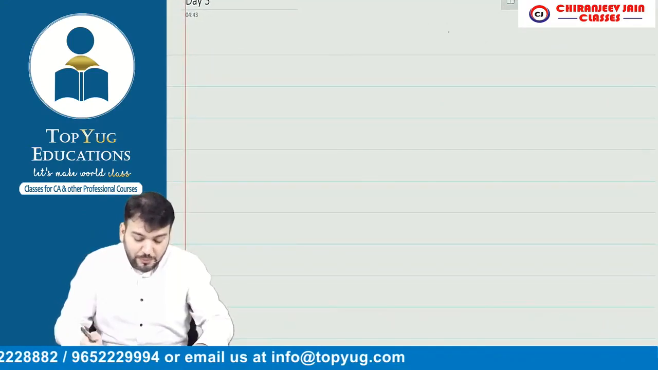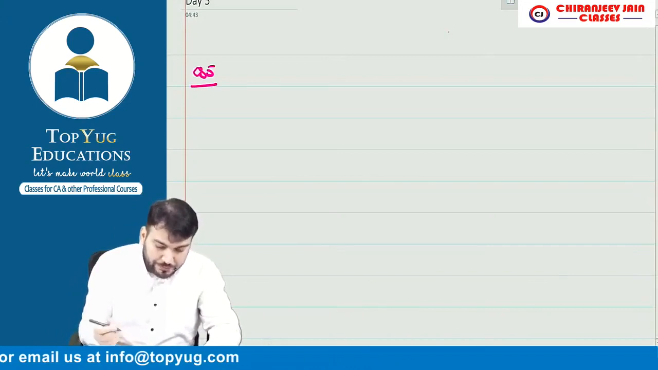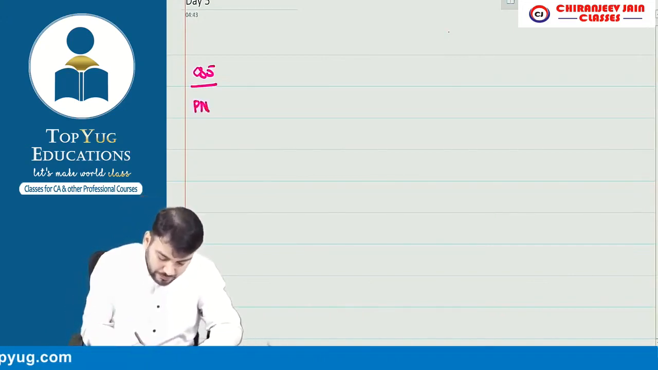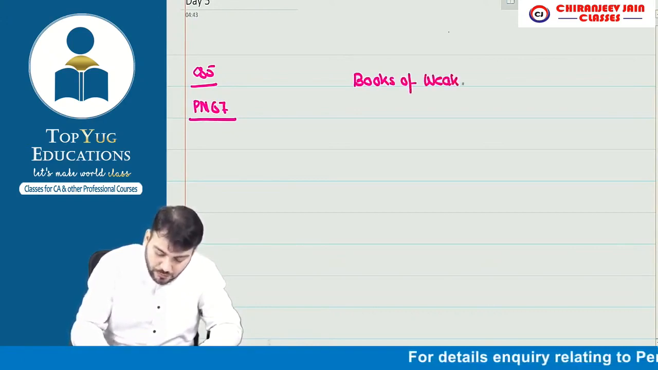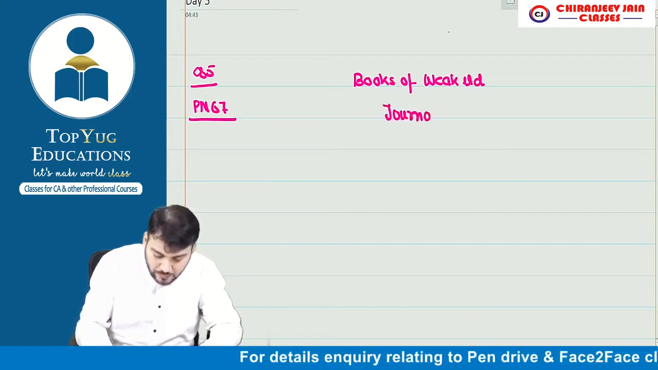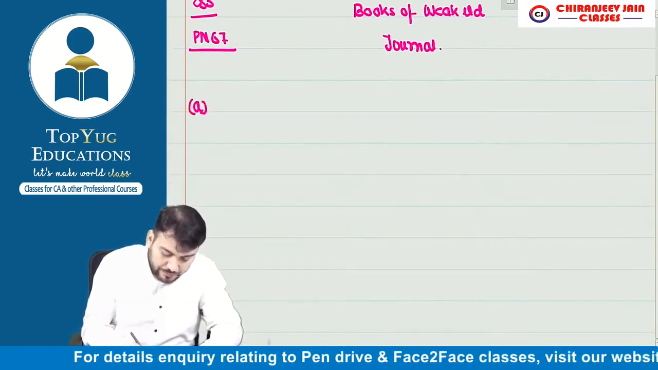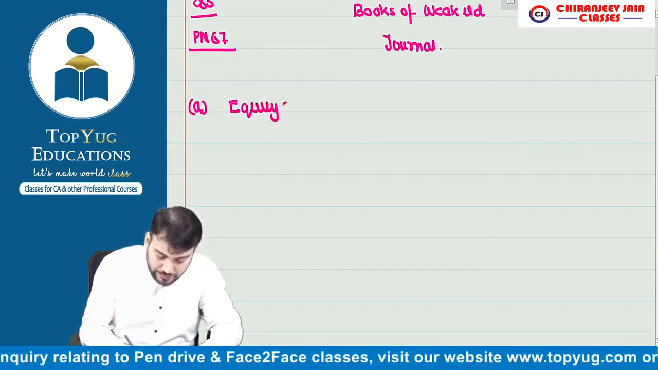So we are doing the journal entry in the books of, write down, Question number 5, page number 67. Books of Weak Limited, journal. Point number A, write down equity share capital.